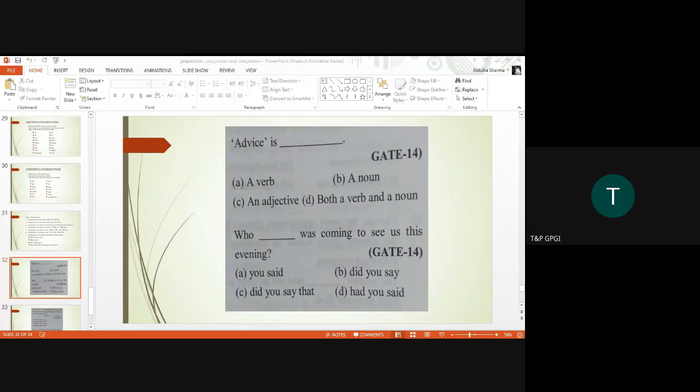All right, yes, Swati, you got it right. It's B. The answer is B of the second question. Very good.